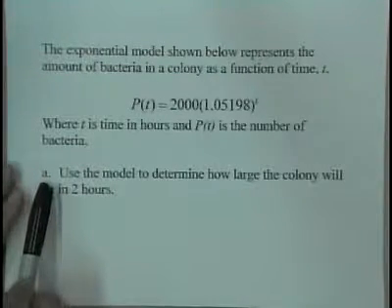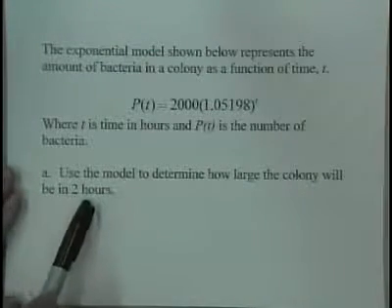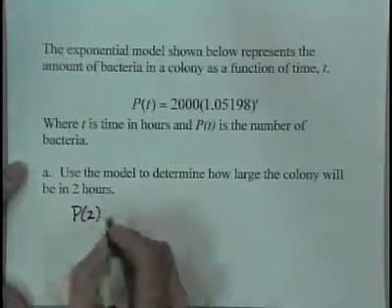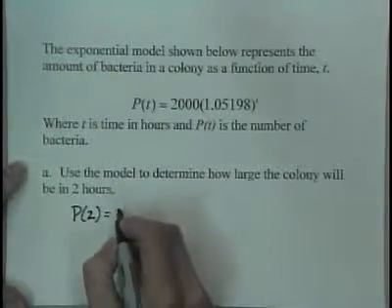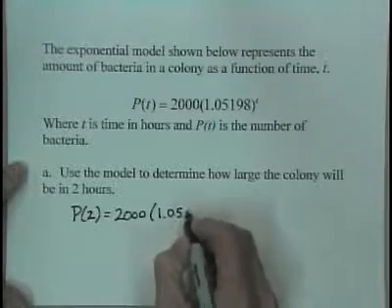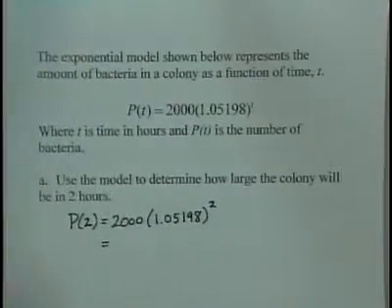First of all, we want to use the model to determine how large the colony will be in 2 hours. In other words, we want to find P of 2. On a calculator, we're going to find 2,000 times 1.05198 to the second power.